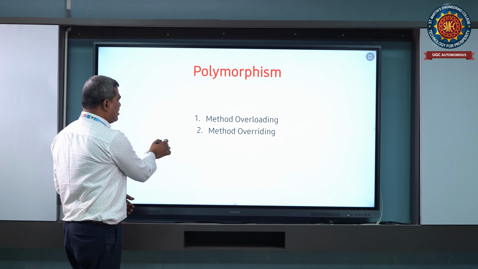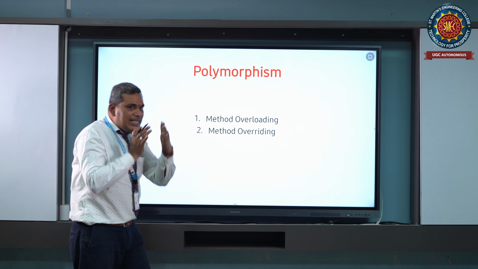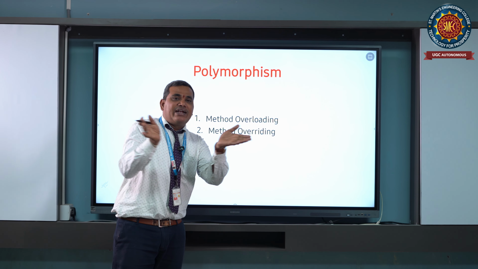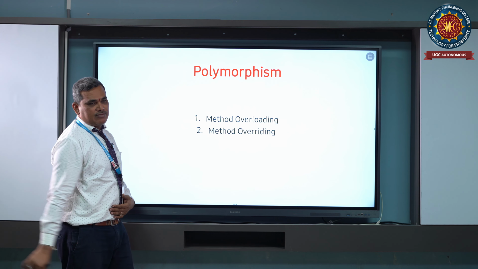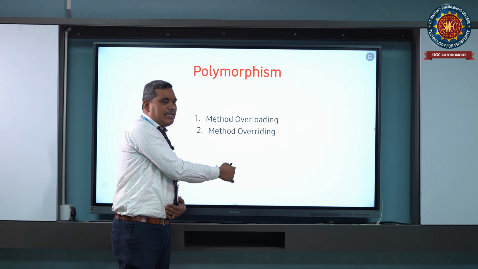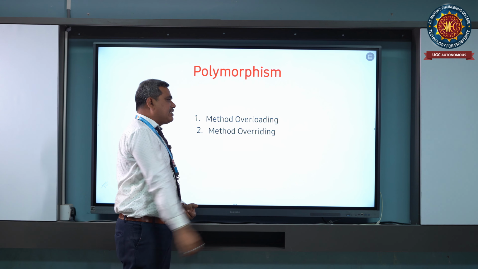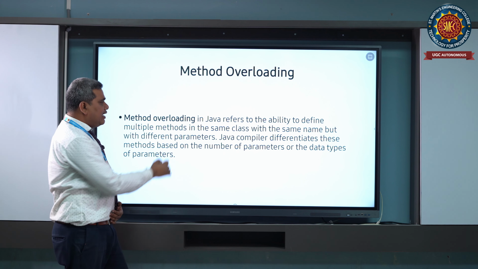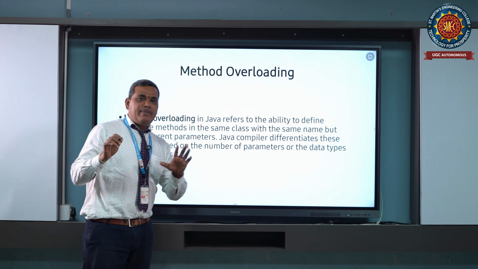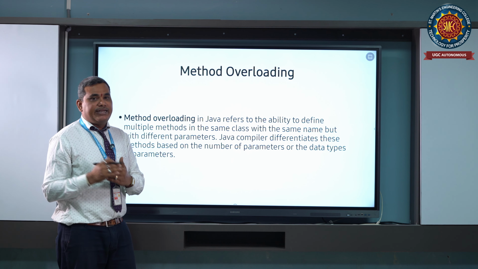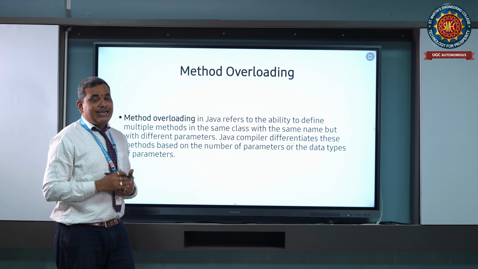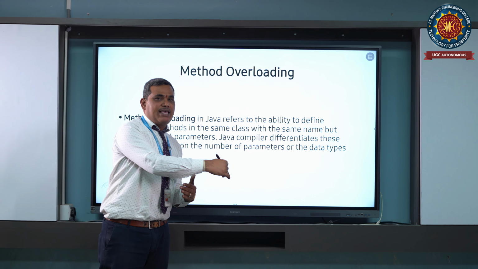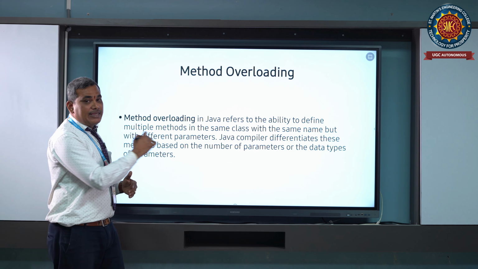Now see here, polymorphism. Polymorphism means only one thing showing many forms. Only one thing showing different behaviors is called polymorphism. Polymorphism can be classified into two types. One is method overloading and the other is method overriding. Sir, what is method overloading? In method overloading, the same method having a different number of parameters, different types of parameters, or a different sequence of parameters within the same class is called method overloading.